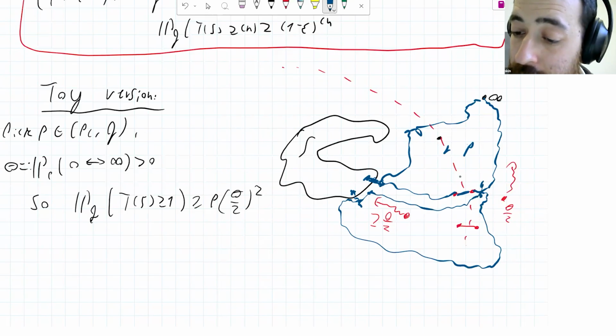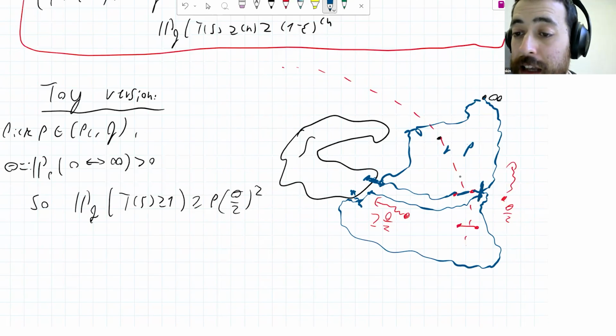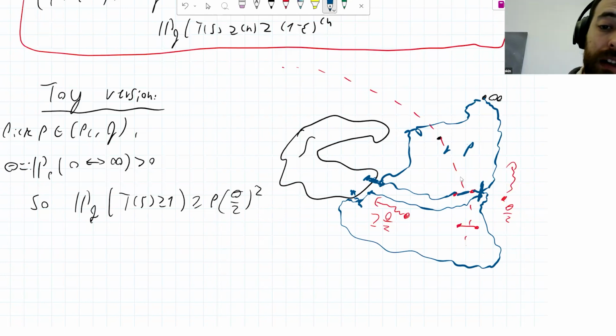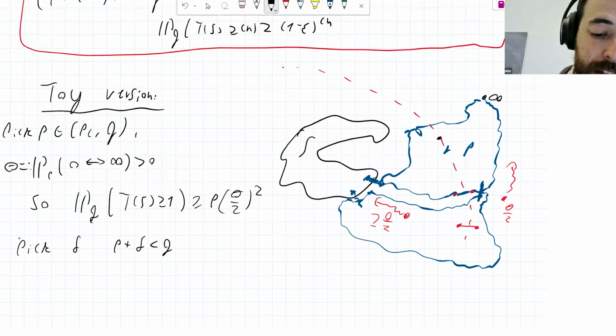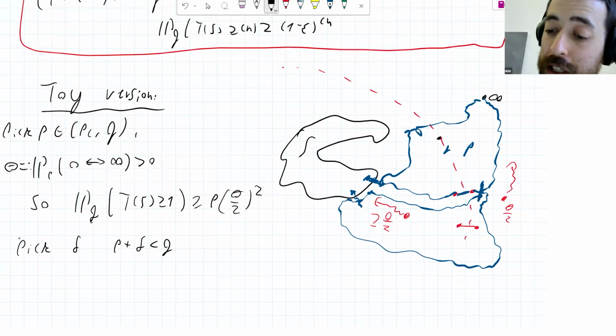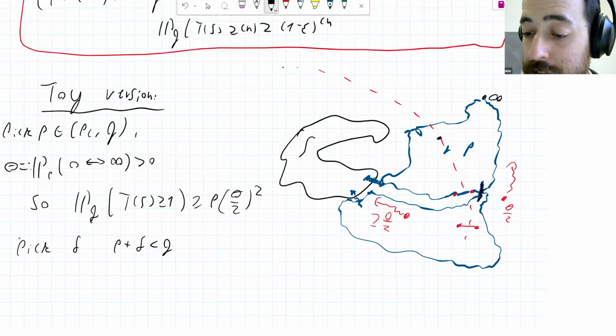But this edge is P closed. And I want it to connect. So I need to add some sprinkling. So I need to pick some delta such that, say, P plus delta is less than Q. And then what I will have to do is I will have to pay delta to open this edge in an independent sprinkling. And then they merge.